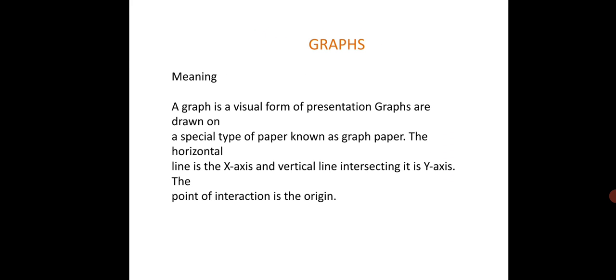So, graphs. What are graphs? Meaning: a graph is a visual form of presentation. It is drawn on a special type of paper known as graph paper. The horizontal line is called the x-axis and the vertical line intersecting it is called the y-axis. These are perpendicular to each other, and the point of their meeting is called the origin, or we can call it the point of intersection.